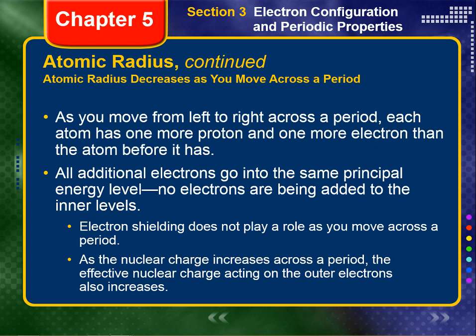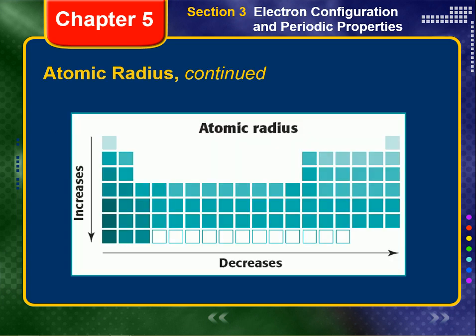meaning the electron shielding does not play a role as you move across the period because you're not increasing the electron shielding. But the nuclear charge increases as you go across a period, and so the effective nuclear charge acting on the outer electrons also increases. And so if that effective nuclear charge is increasing, you are increasing the hold. You're pulling them in closer to the nucleus, making the atomic radius smaller.